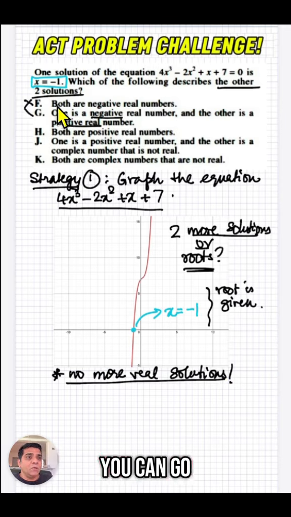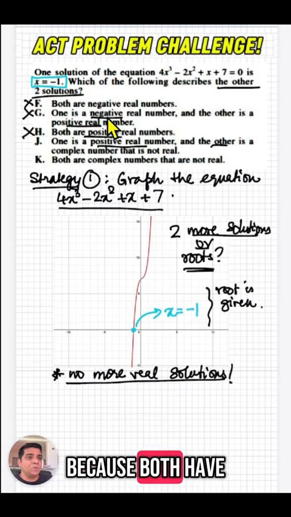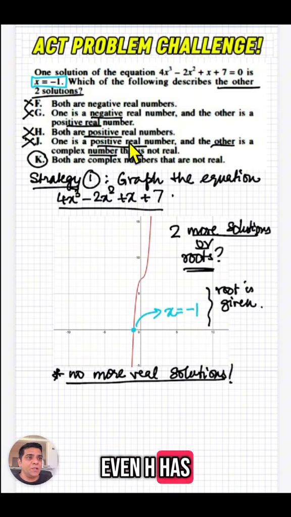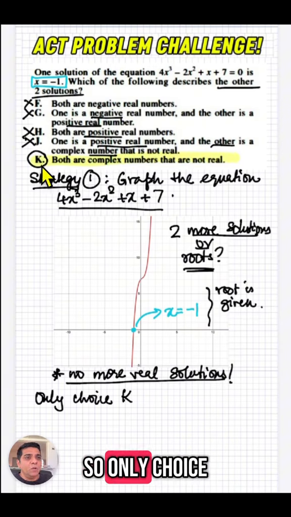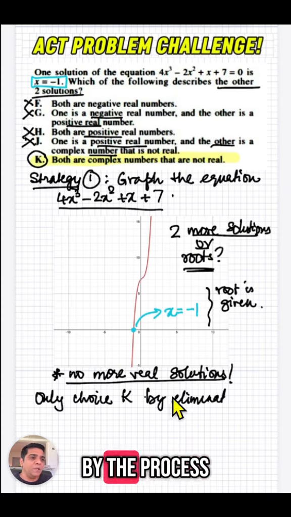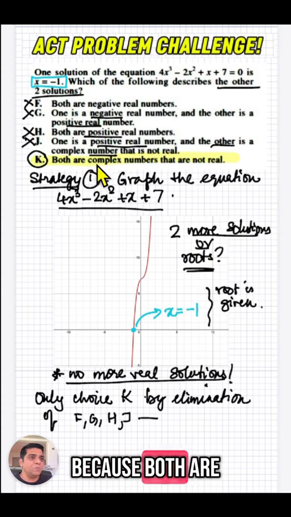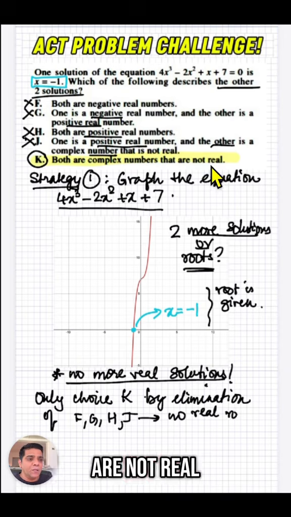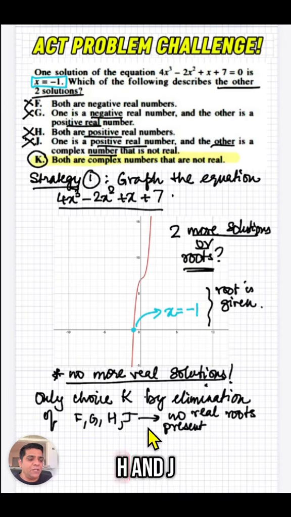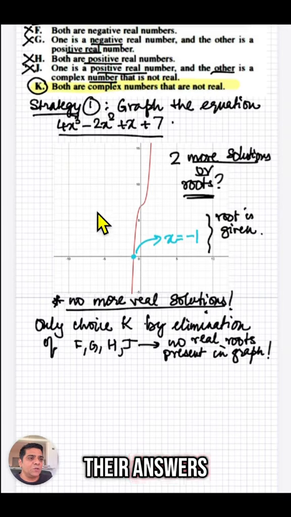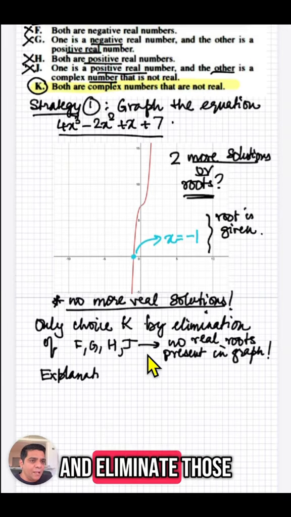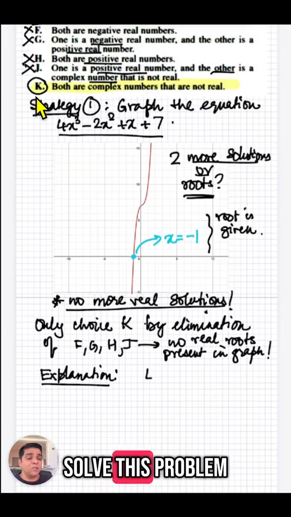So you can go ahead and cancel f and g because both have negative real numbers. Even h has real numbers, j has real numbers, so only choice k is possible by the process of elimination, because both are complex numbers that are not real, while f, g, h, and j each have a real root in their answers. So you can go ahead and eliminate those. That's a quick way to solve this problem.